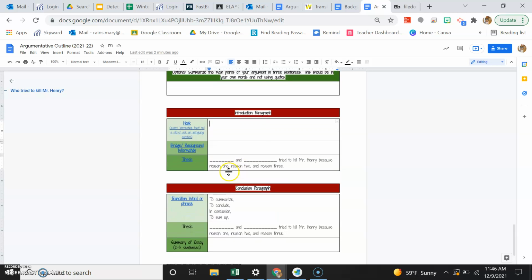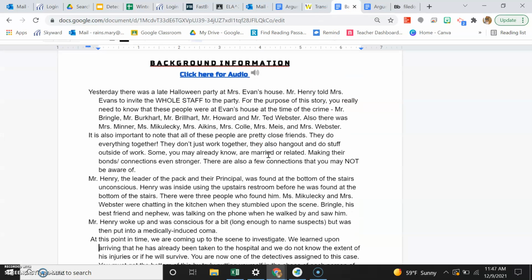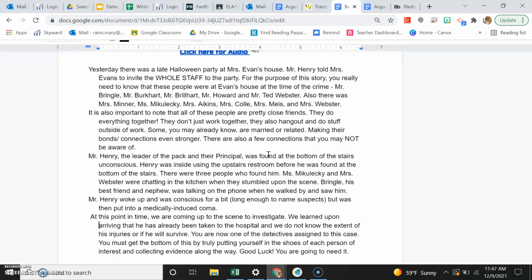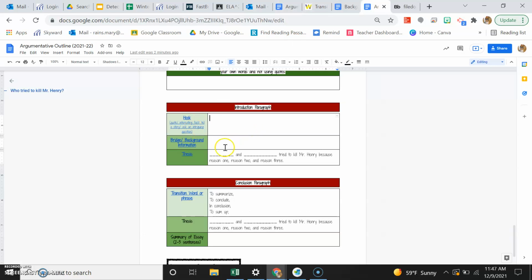The second part of the introduction paragraph is the bridge or the background information. So the bridge connects the hook to the thesis. So it's basically anything that the reader needs to know before they start reading the essay. So what I would do is I would actually go to the background information for this particular story and figure out the who, what, when, where, why, and how of that. And then I would put it in 2 to 3 sentences right here.